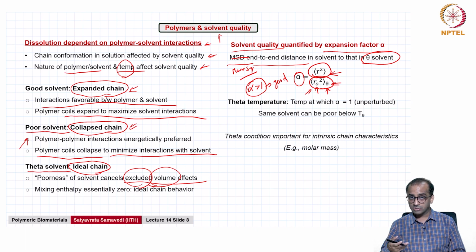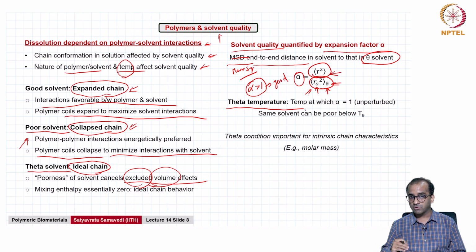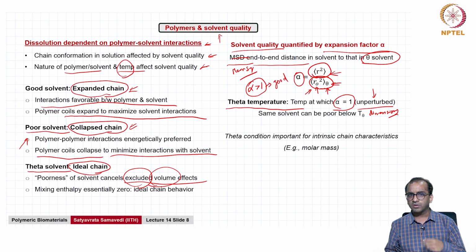Now, you can see why it is called the expansion factor. There is one more point to be noted here, which is that the temperature at which the theta condition is obtained or observed is called the theta temperature, at which the expansion factor is 1. This is also sometimes called the unperturbed dimension. So, this is something you will see in textbooks called unperturbed chain dimensions. It simply means we are talking about ideal chain dimensions, unperturbed by what is happening around.